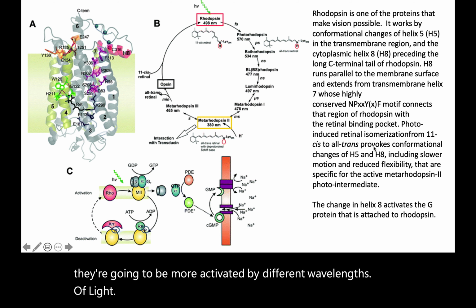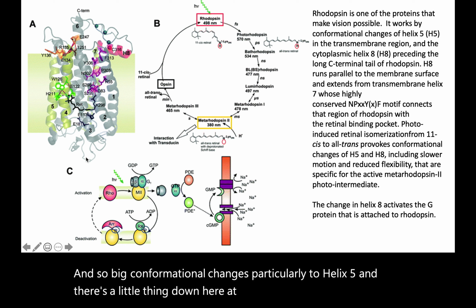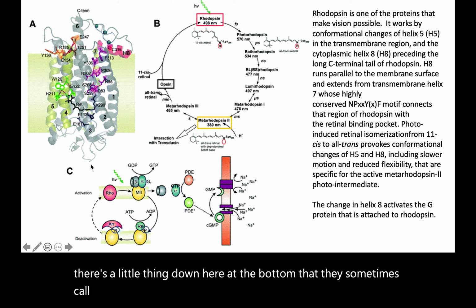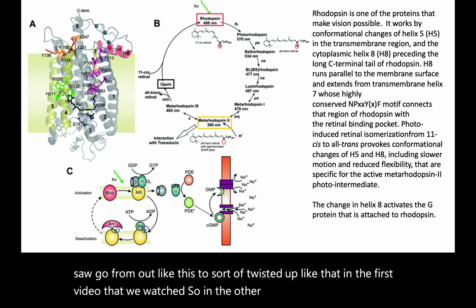And so big conformational changes, particularly to helix 5. And there's a little thing down here at the bottom that they sometimes call helix 8. That's also going to move a lot. That's the part that you saw go from out like this to sort of twisted up like that in the first video that we watched. So in the other one that I've recorded for you.